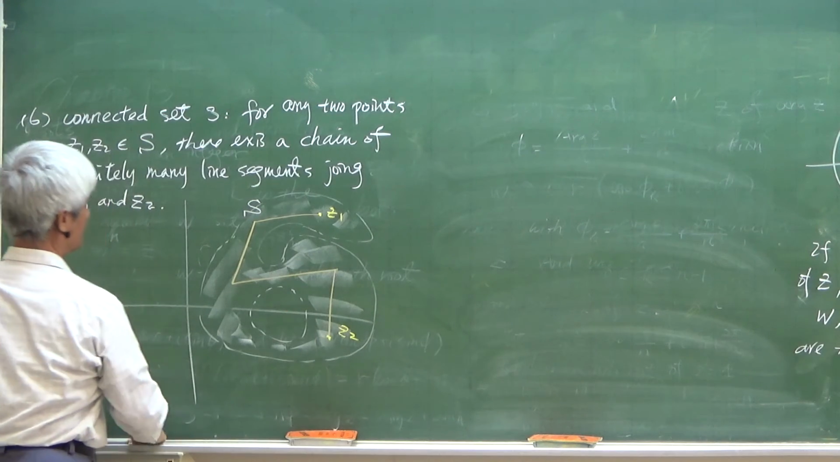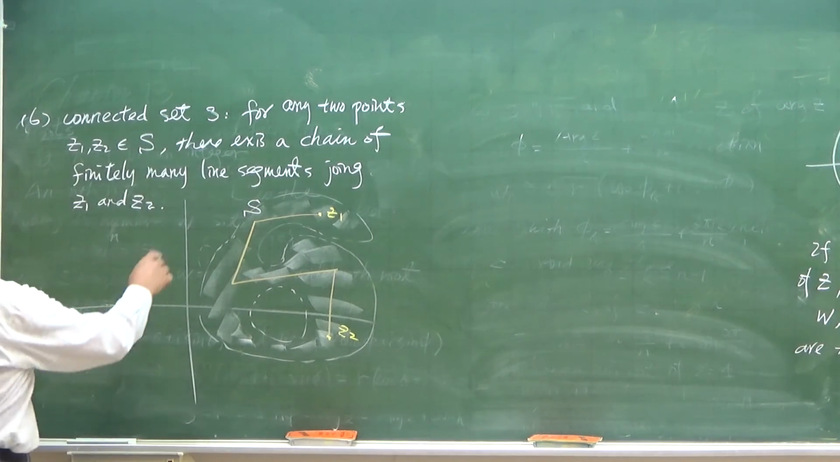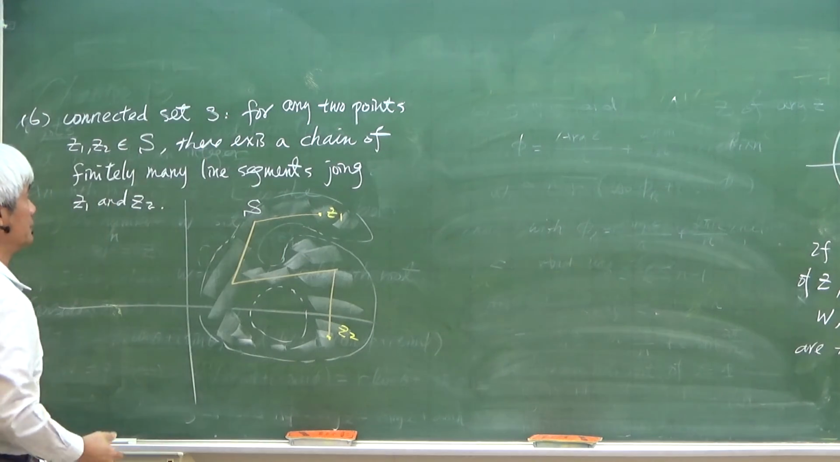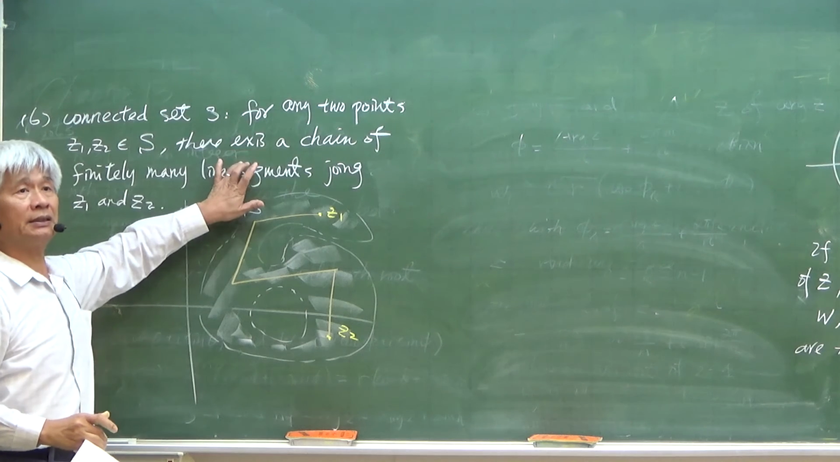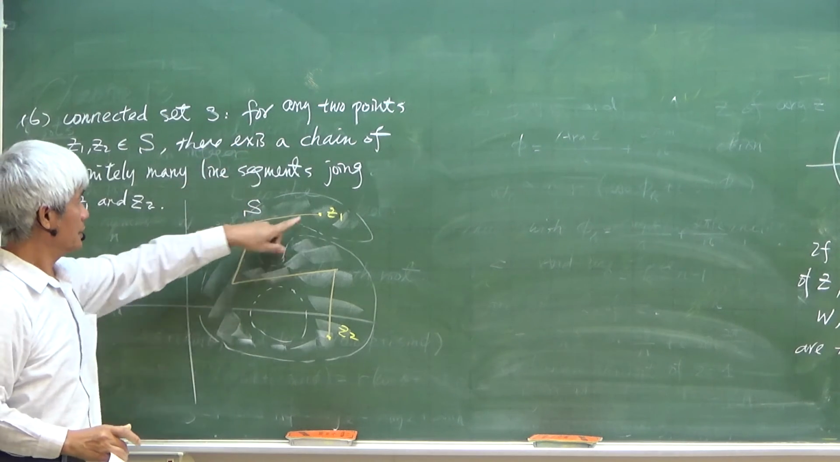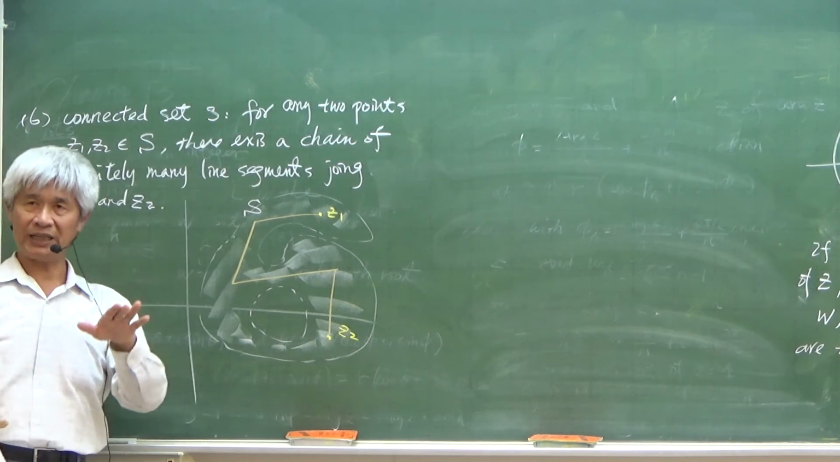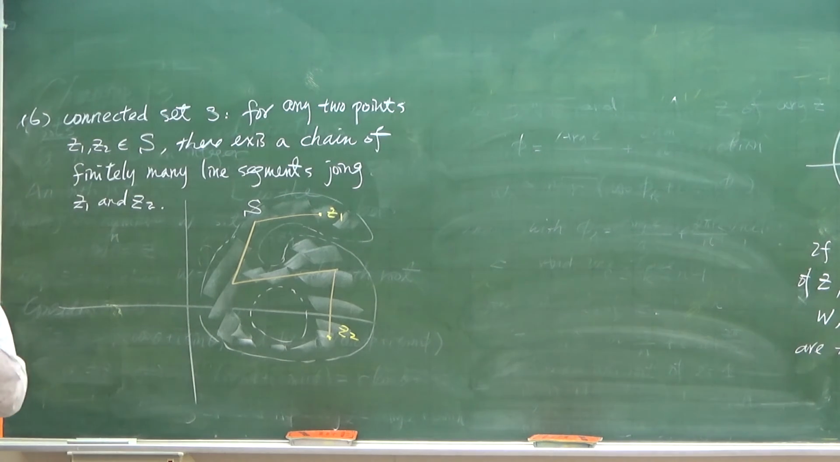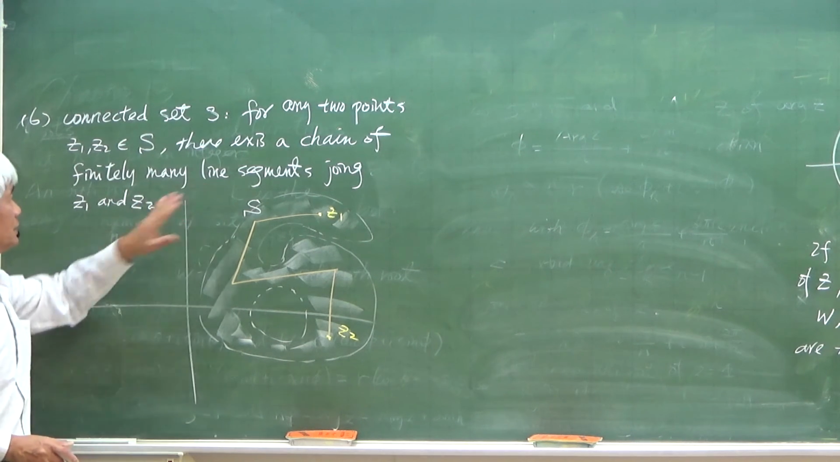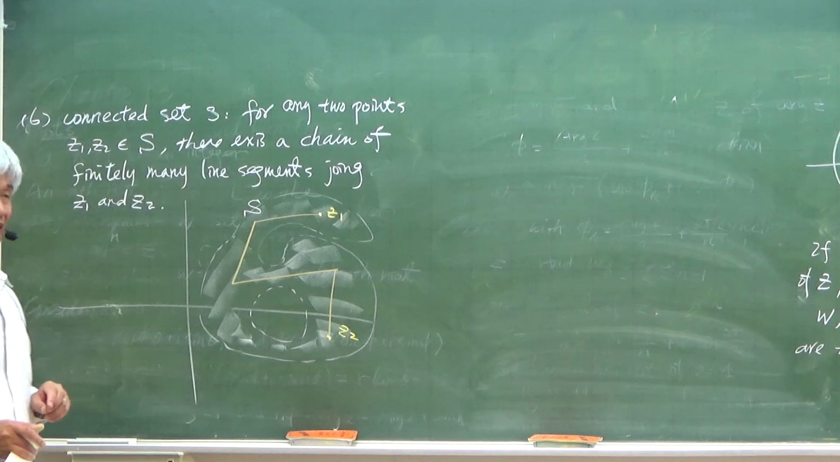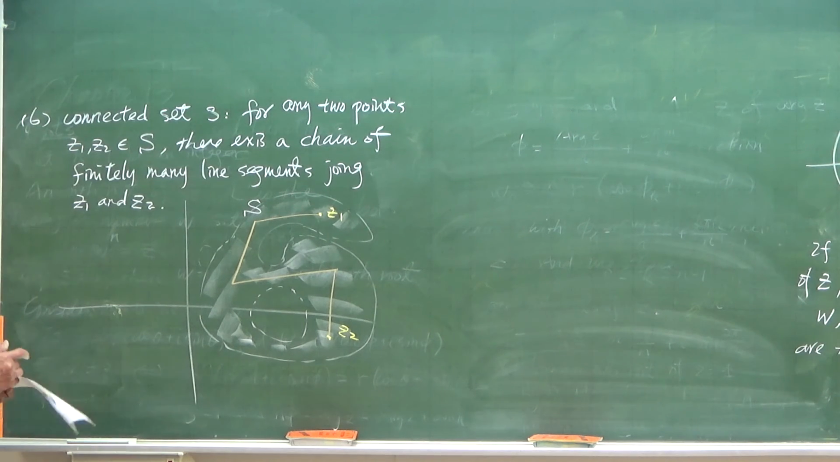So when we say that a subset is connected, it must have this property. We can connect any two points by a chain of finitely many line segments. It's very important to have finitely many. Otherwise the geometry will be very strange. So this is called connected.